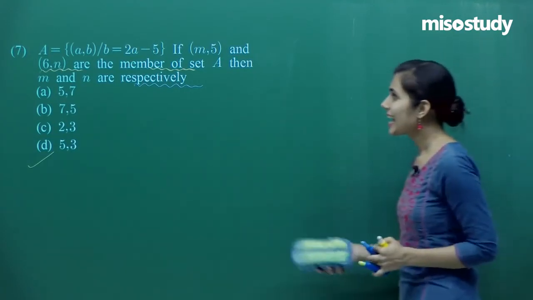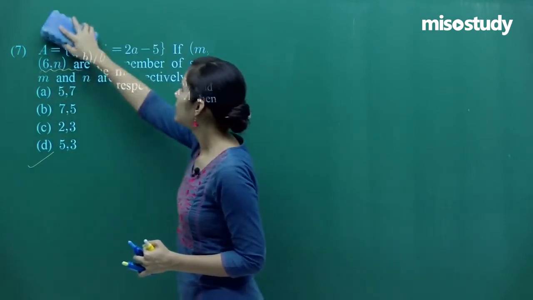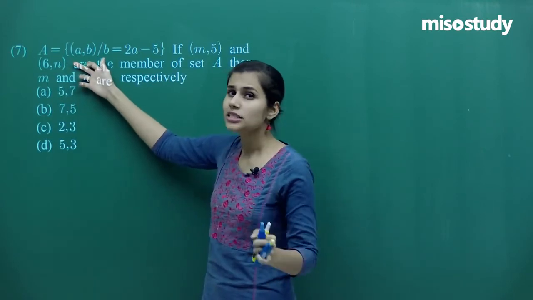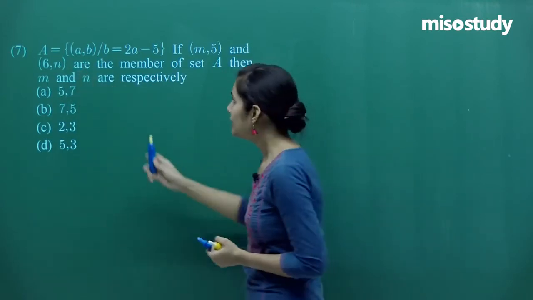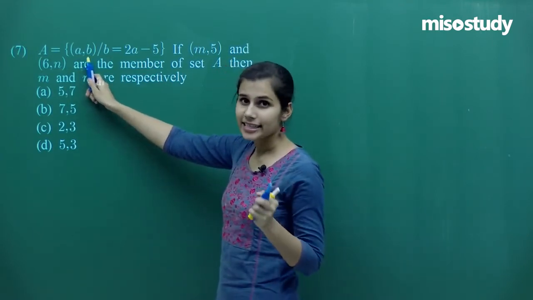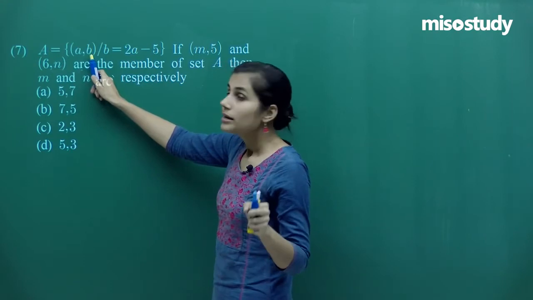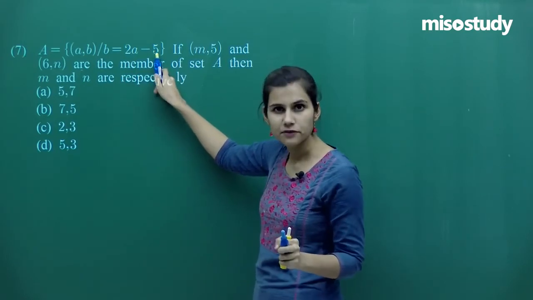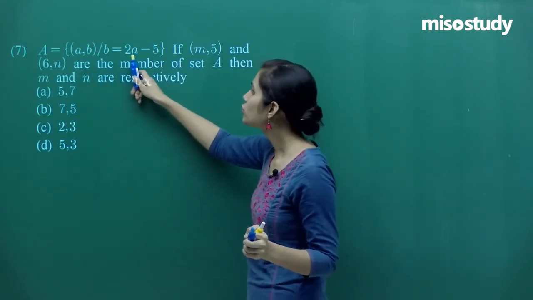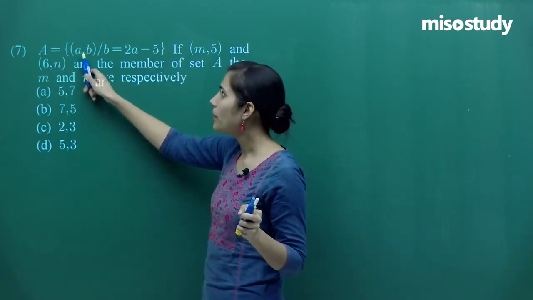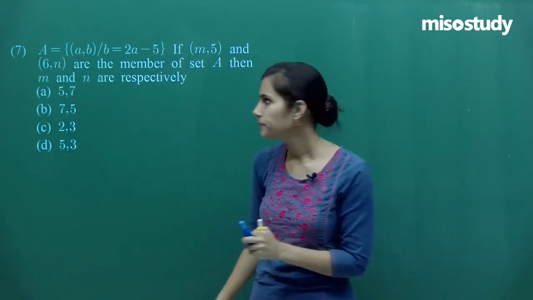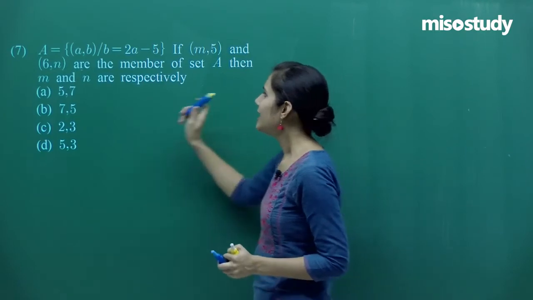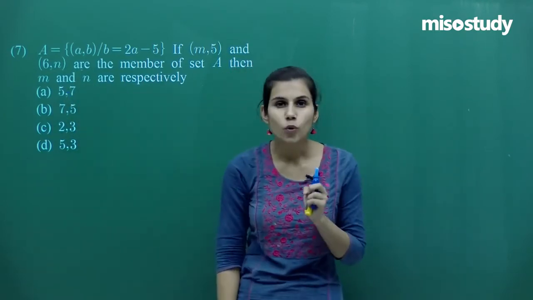We are given that A is a set of tuples. B is not given to me, but just set A is a set of tuples. There is a certain format in which these tuples are formed. (a, b) is sitting inside set A only when the second coordinate b is equal to twice a minus 5. Only when b is equal to 2a minus 5 can (a, b) qualify to sit inside set A. If (m, 5) and (6, n) are the members of the set A, then m and n are respectively what?